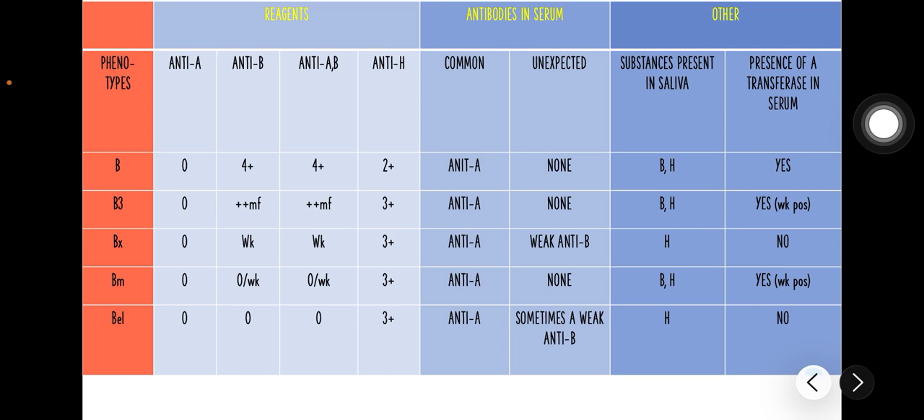They do not secrete B substance in the saliva. Okay, so in order to tell the B subgroups apart, we should look for weak or mixed field clumping with anti-B. Then we check if the person has an unexpected anti-B in their serum, which is common in B subscript X and B subscript L. If the person has the secretor gene, testing their saliva for soluble B substance is a major clue for identifying BM or B3.